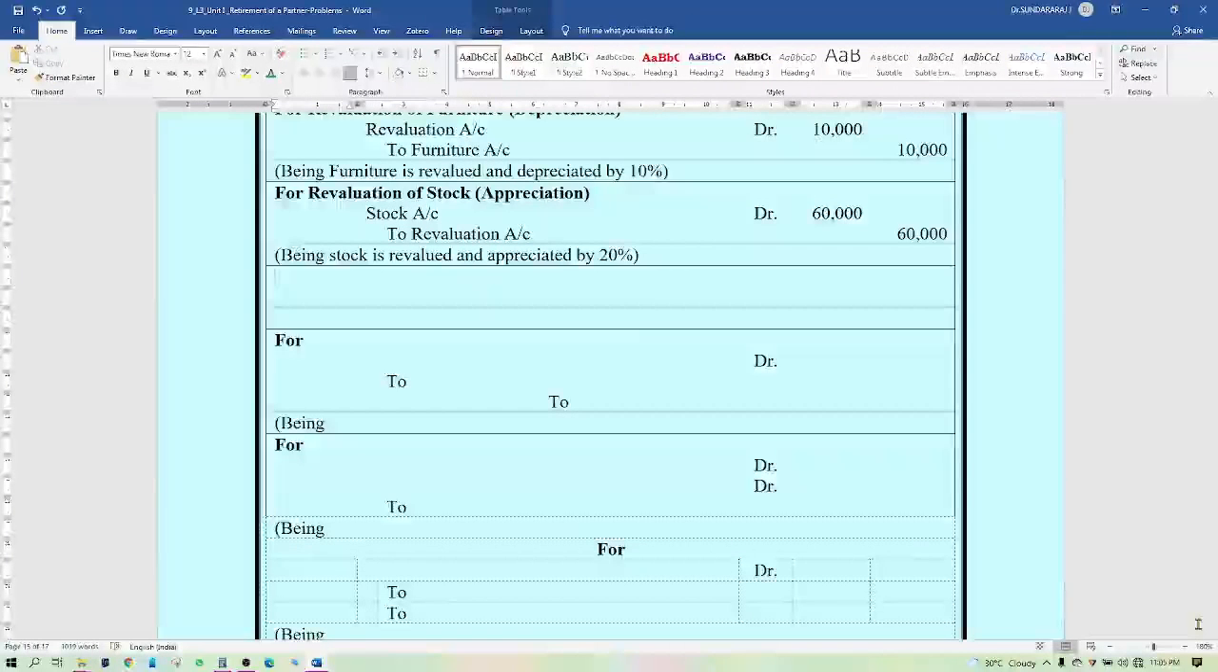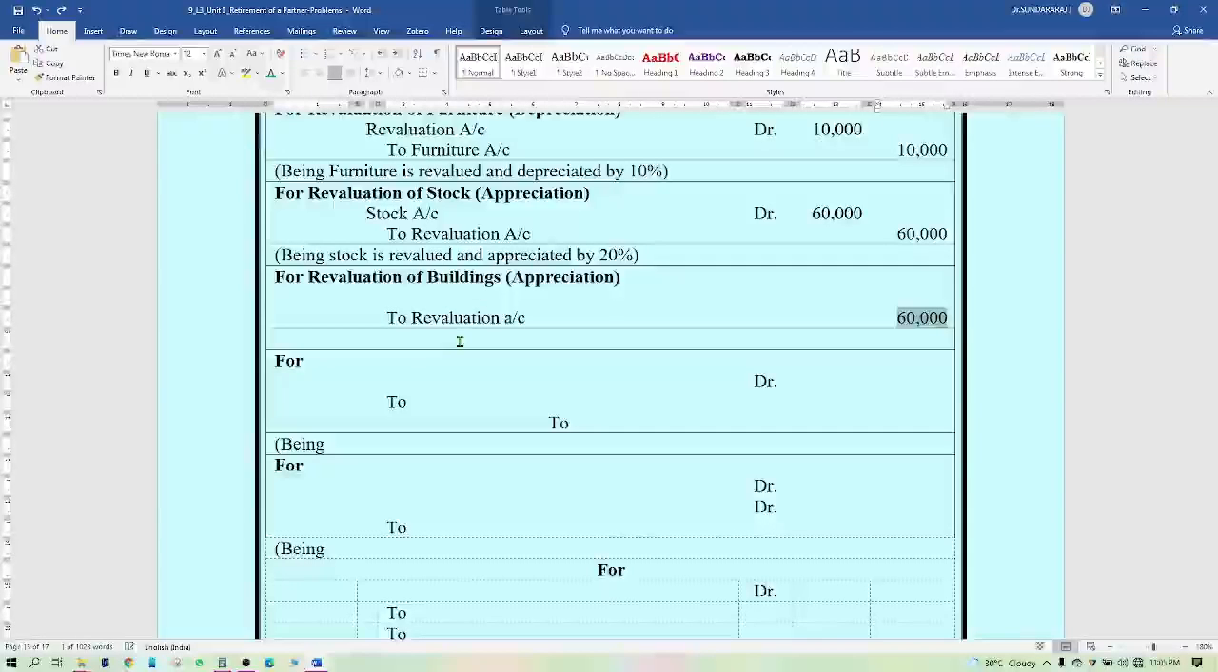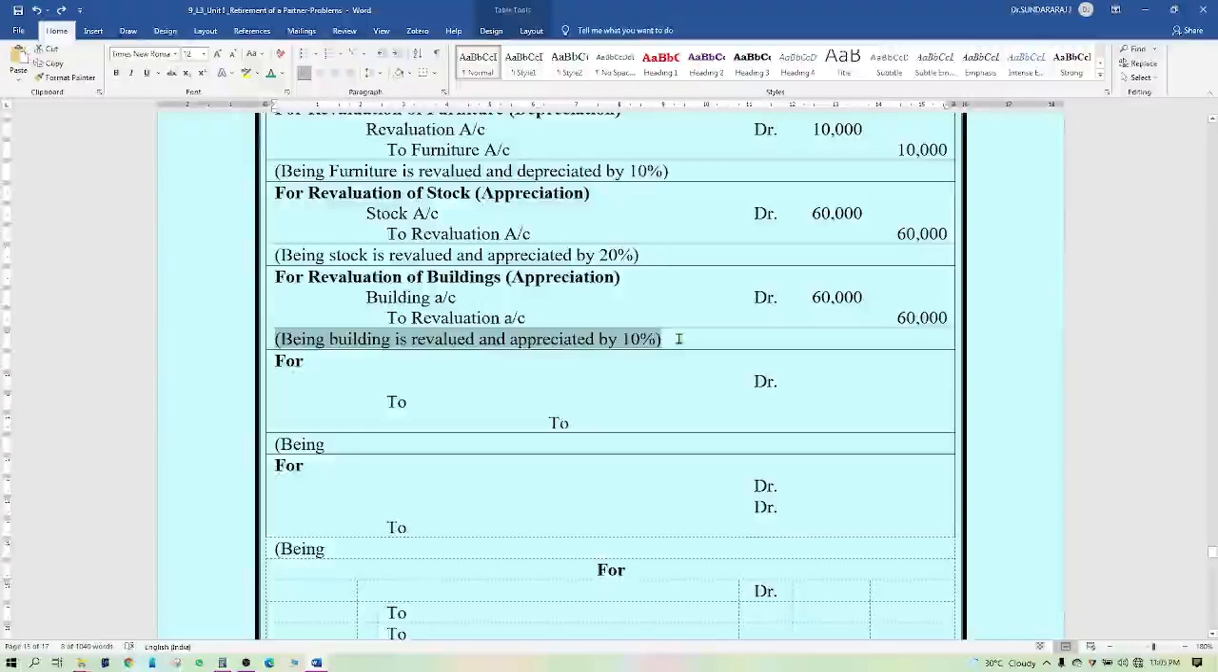The journal entry for the appreciation of building is: since it is appreciation, the revaluation account has to be credited by 60,000, the appreciation amount, and it is debited with the respective account, that is building account, by 60,000. Therefore, the journal entry is building account debit 60,000 to revaluation account. The narration being building is revalued and appreciated by 10%.